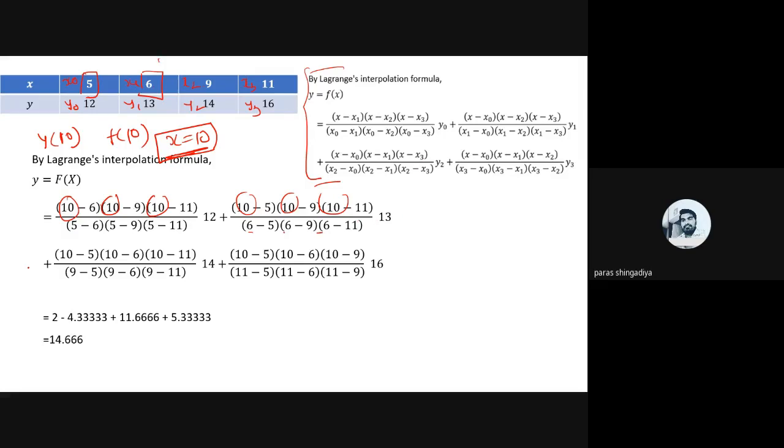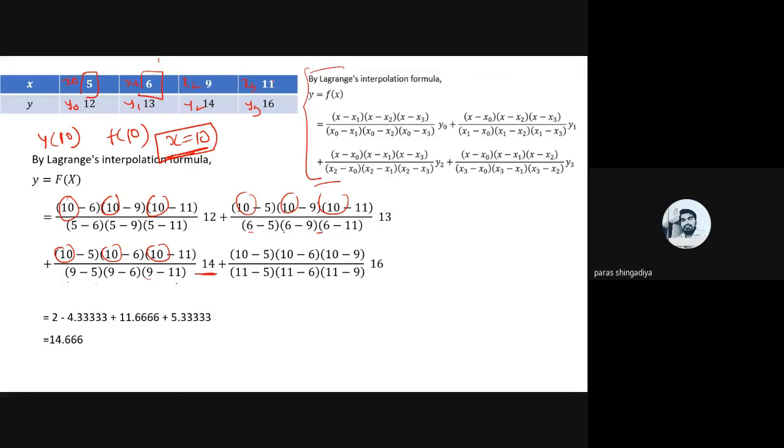Now the third term is for the 9, okay, 9 14. So it is 10 - 5, 10 - 6, 10 - 11, and in the denominator, replace 10 with 9, so 9 - 5, 9 - 6 and 9 - 11, into the 14, okay, that is the y2.